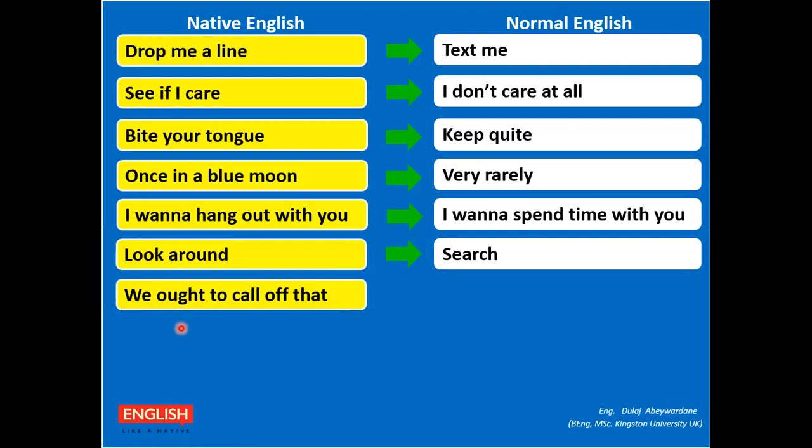Most Americans use ought to instead of should. But when they speak, they don't pronounce it as "ought to," they say something like "oughta." We ought to call off that. We ought to call off that. And what do you mean by call off?